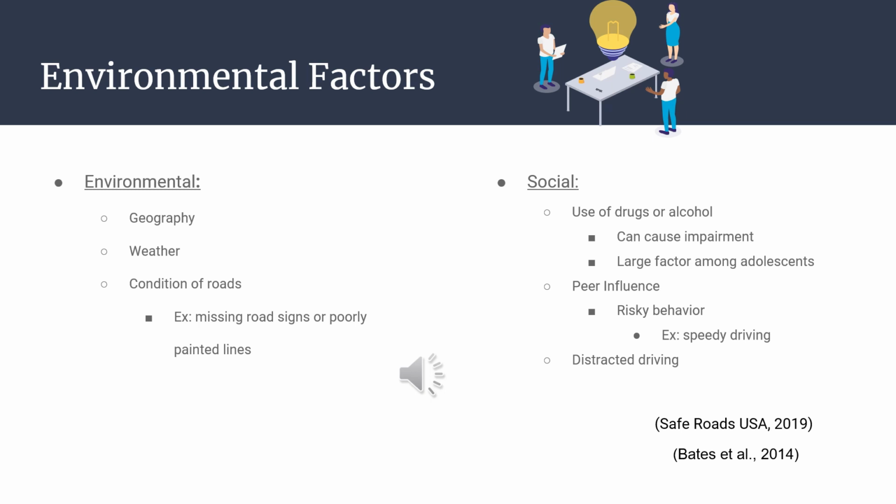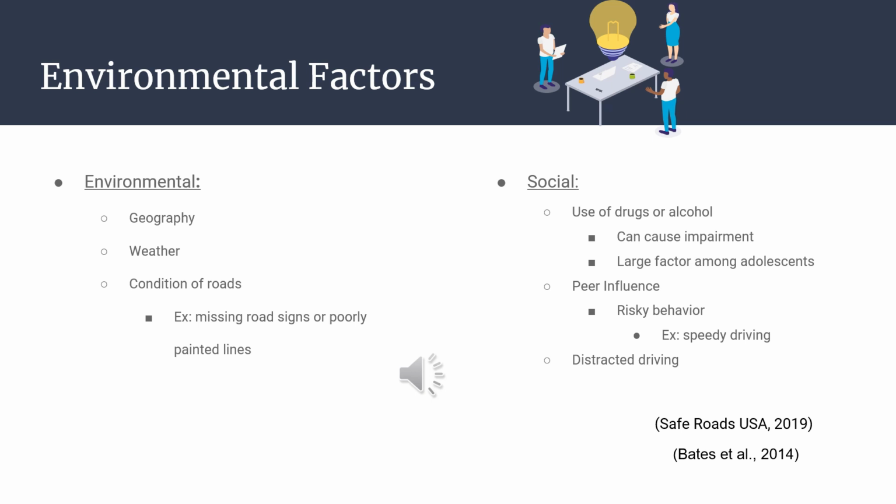So in a place that could be less developed or more rural, there can be things such as missing road signs or poorly painted lines, which can lead to more motor vehicle accidents. Another environmental factor that plays a large role would be weather. So in places like, let's say here in California, where there aren't as many rainy days versus in Washington where there are more rainy days, there can be more driving impairment due to the weather over there, and this can lead to more motor vehicle accidents.